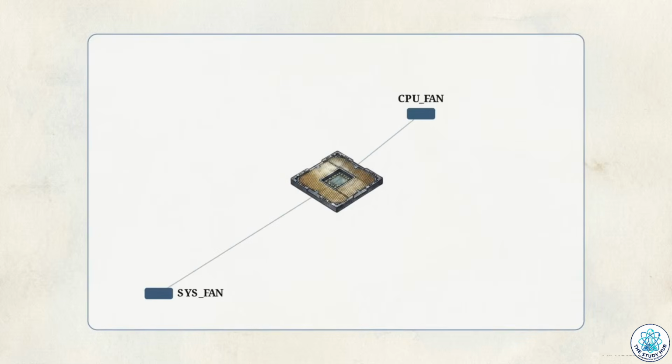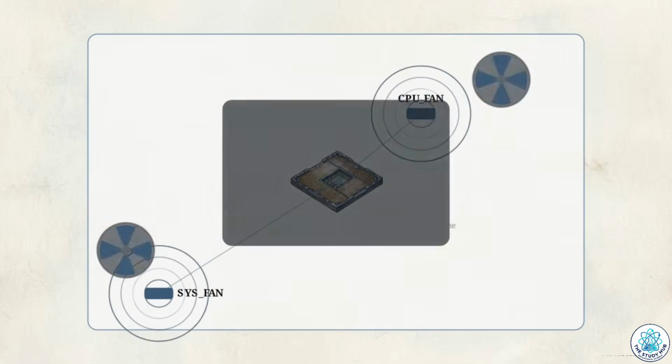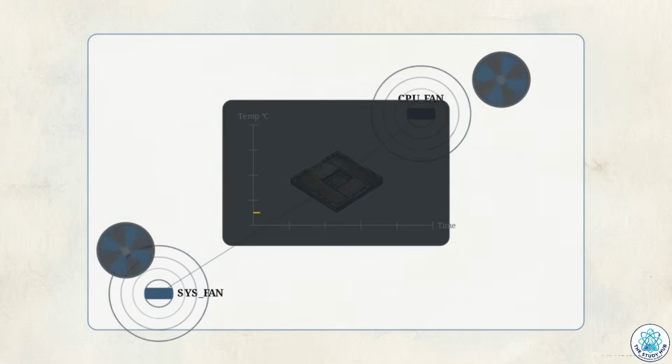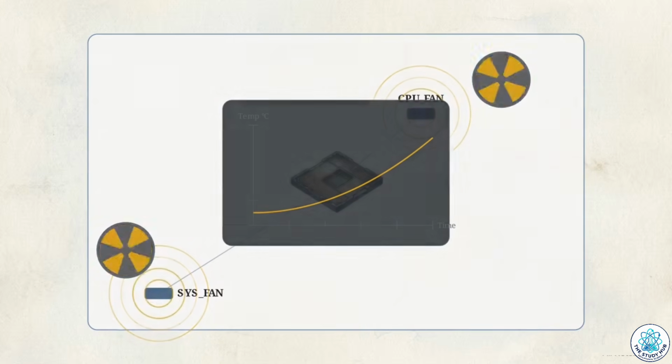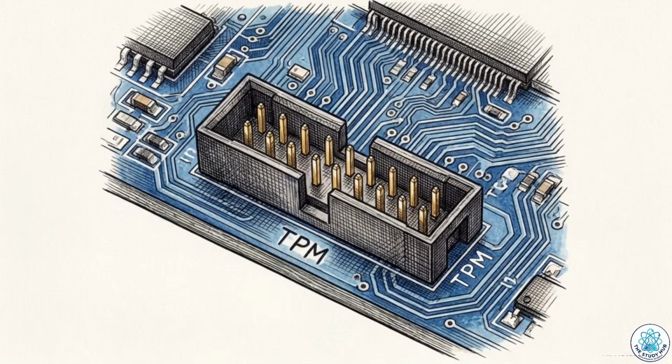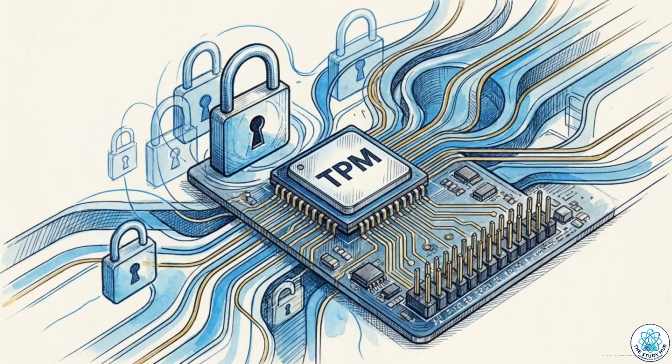The board also establishes a thermal management network here. Through specific headers labeled CPU fan and system fan, the motherboard reads real-time temperature fluctuations and autonomously commands the cooling fans to throttle up or spin down exactly when needed. You will also spot highly specialized pins like the TPM header. This allows for the installation of a trusted platform module, securing a dedicated physical location for the hardware-based security features demanded by modern operating systems.